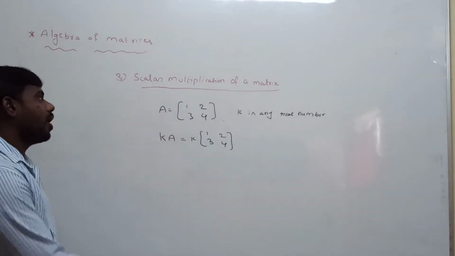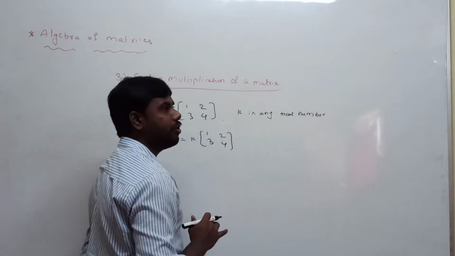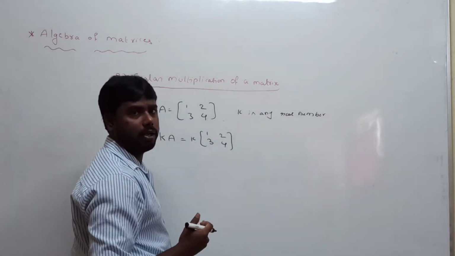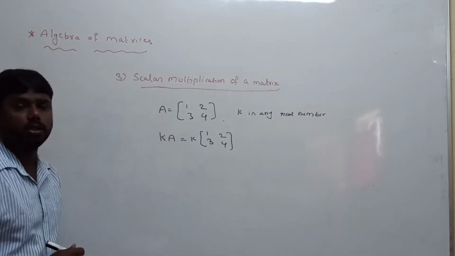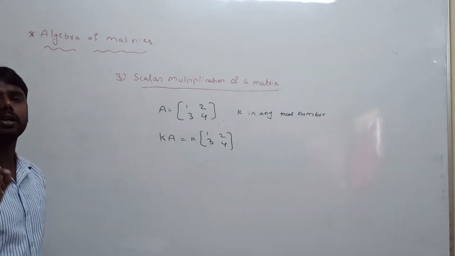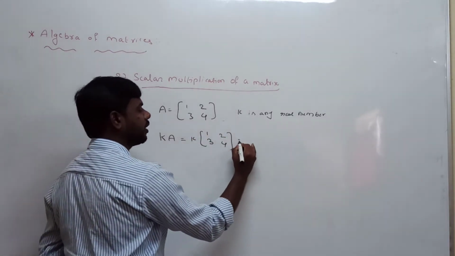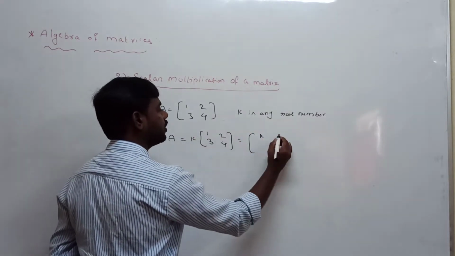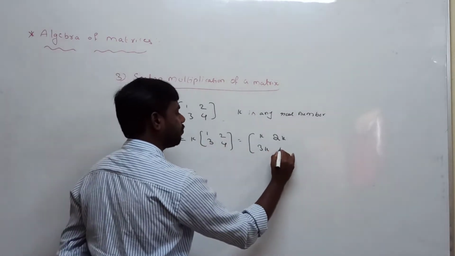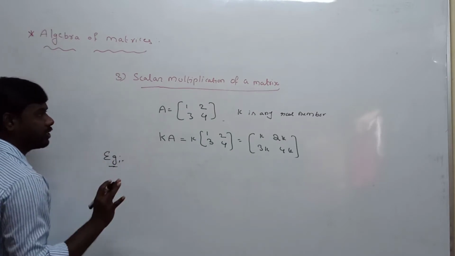Listen carefully. What is the meaning of the scalar multiplication of a matrix? If A is a matrix and K is any real number or scalar, then another matrix is KA. It is obtained by multiplying each element of A by a scalar K. Means each element multiplied by K. K into 1 is K, K into 2 is 2K, K into 3 is 3K, 4 into K is 4K. So this is an example. Very easy. Don't get confused.